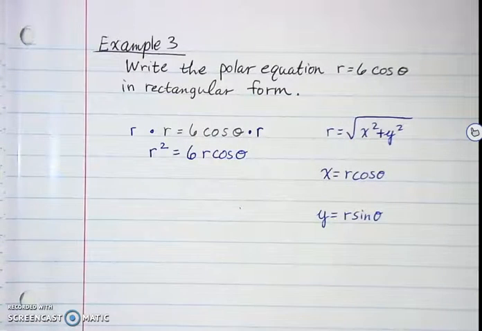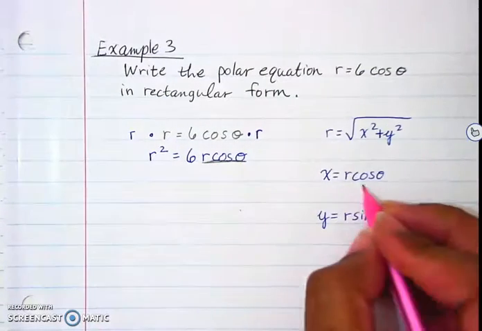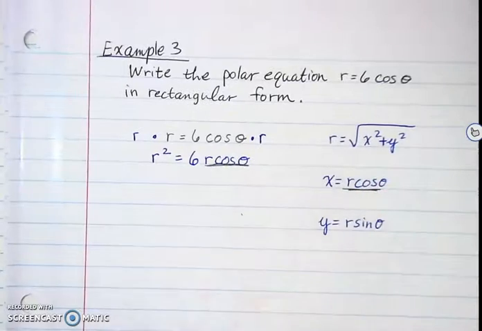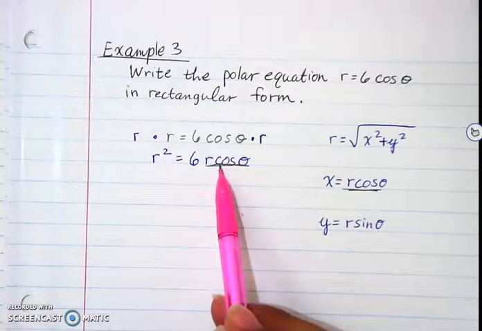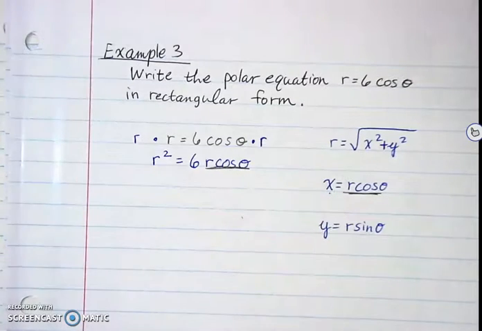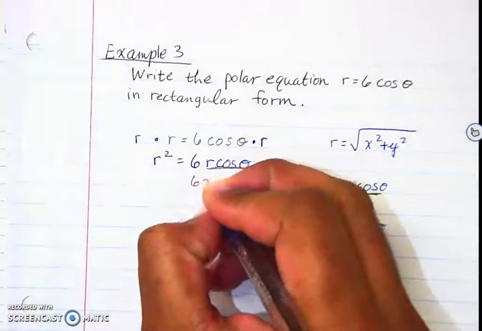Hey, look at that. We have r cosine theta right here. That means we can change that over to x, because that's the same thing. They mean each other. So here we can go ahead and say 6x on this side.